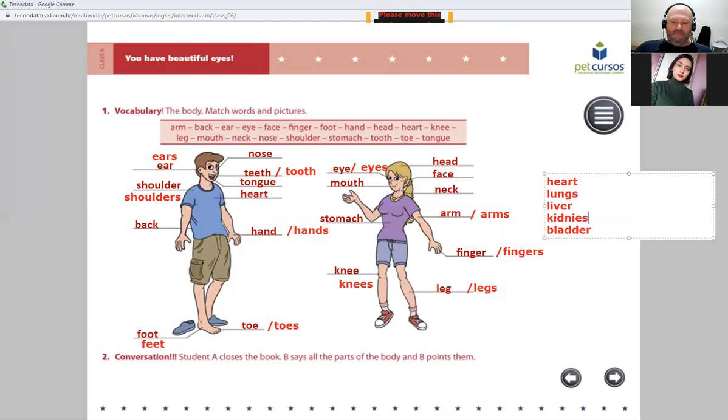E-S, kidneys, yes. Bladder, que eu coloquei aqui, bladder é bexiga. Lungs é pulmão. Liver. Kidneys é rins, bladder é bexiga. How do you say pâncreas? E pâncreas é pâncreas mesmo. E o cérebro? How do you say cérebro?